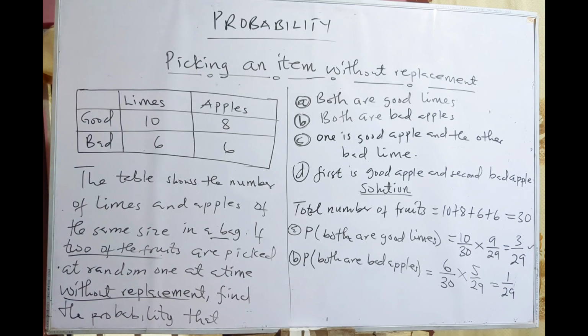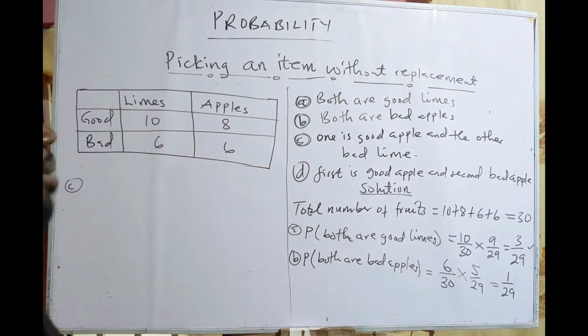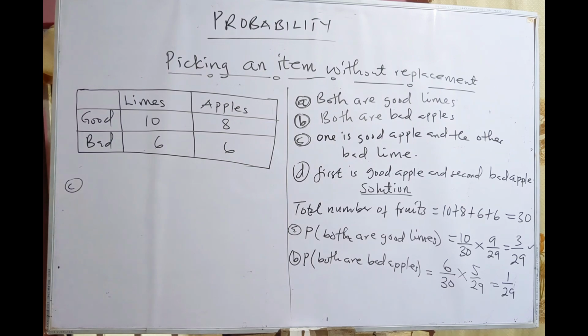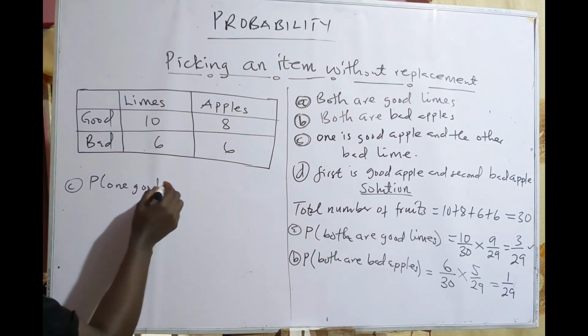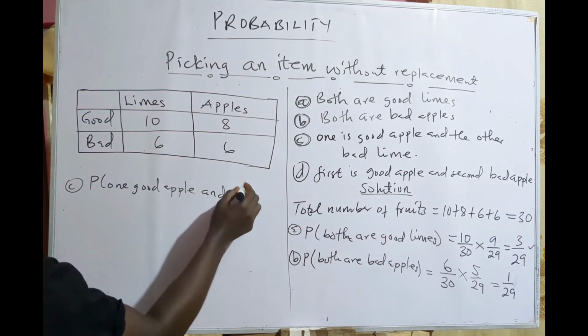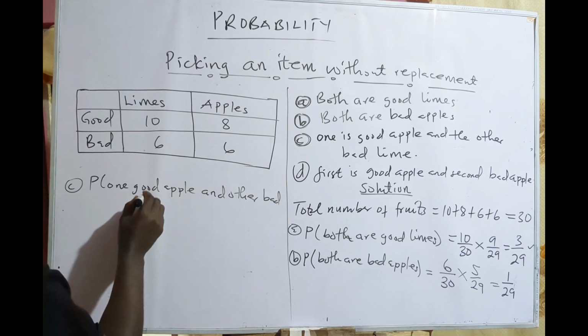All right, then the next question. C: one is good apple and the other is bad lime. So one is good apple, probability of one good apple and the other bad lime.